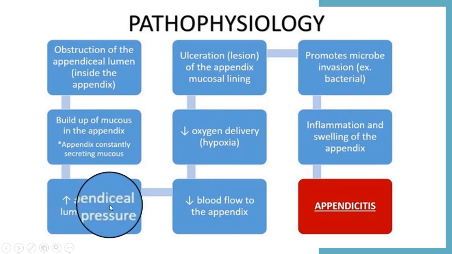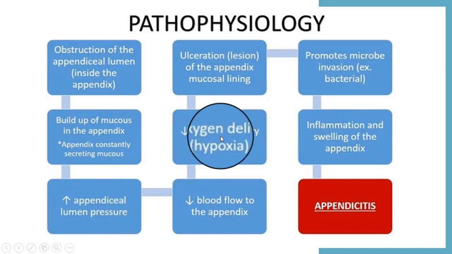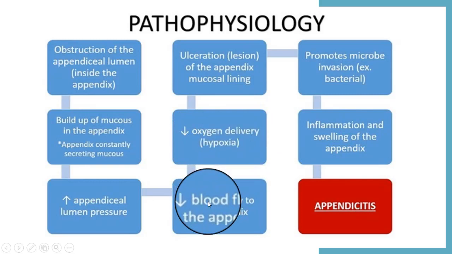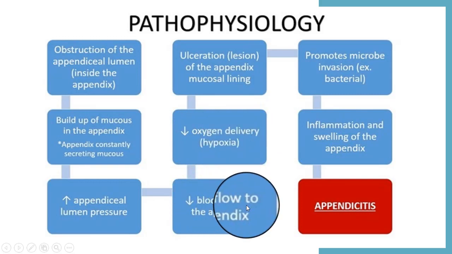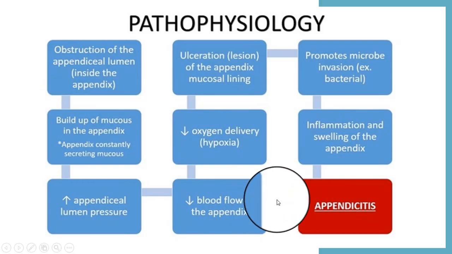in ischemia. And if untreated, the ischemia can lead to necrosis and gangrene. At this stage, the appendix is at risk of perforating. It takes around 72 hours for perforation to occur from when the appendix becomes obstructed.